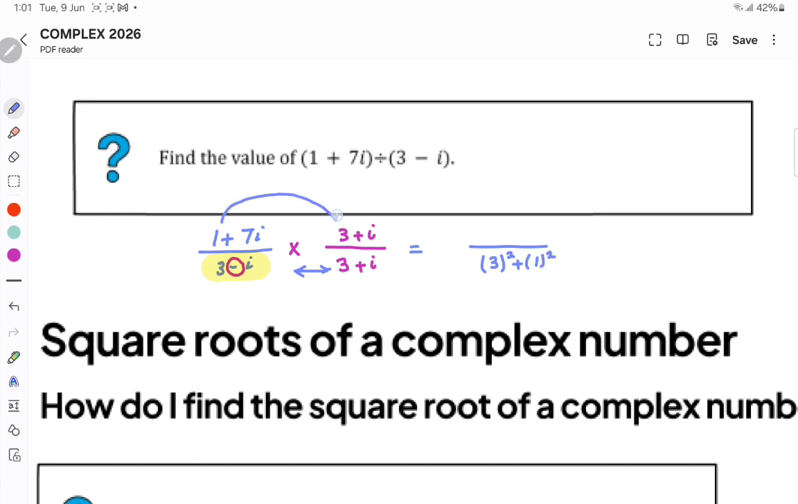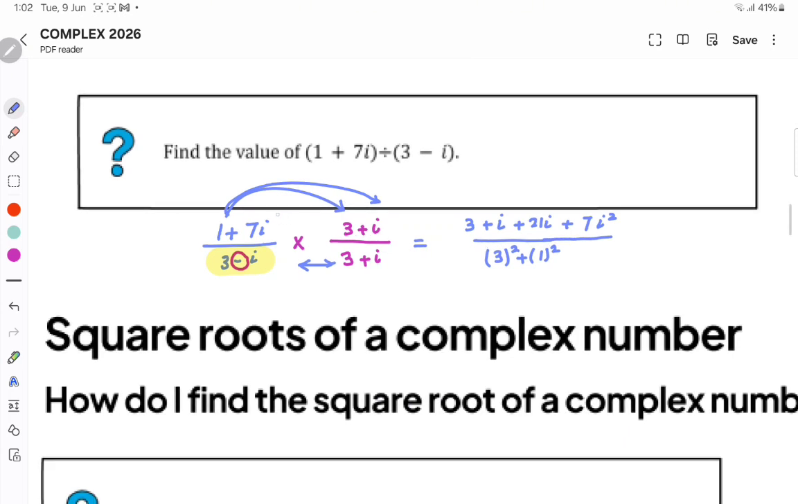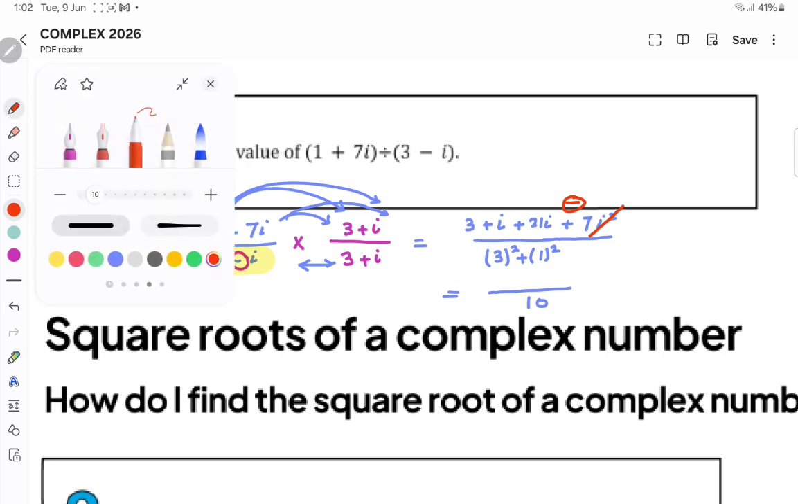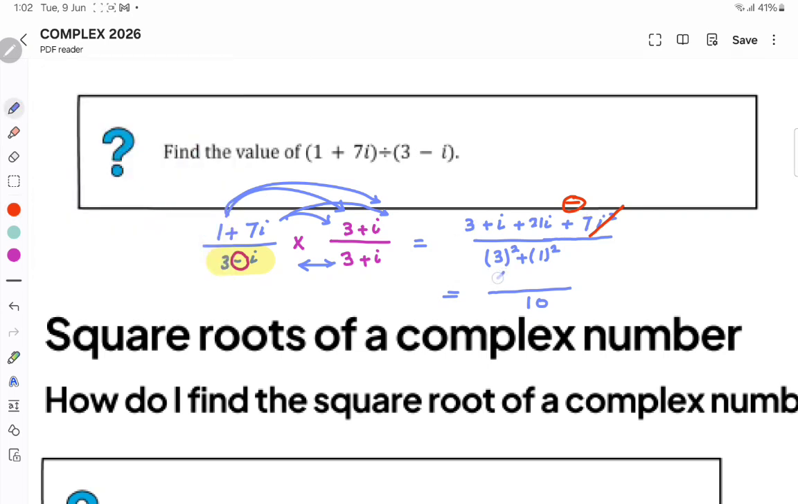But on top, I will multiply normally, expanding. 1 times 3 will be 3. 1 times i will be 1i. 7i times 3 will be positive 21i. 7i times i will be 7i squared. So we expand every term. Now to simplify more, 3 squared is 9 plus 1, it will be 10. And on top, i squared becomes negative 1 and that changes to minus. So collecting 3 minus 7, it will be negative 4. 21 plus 1i will be positive 22i.